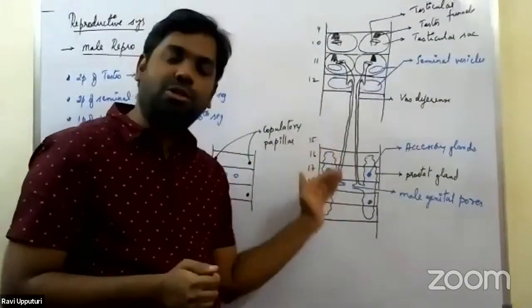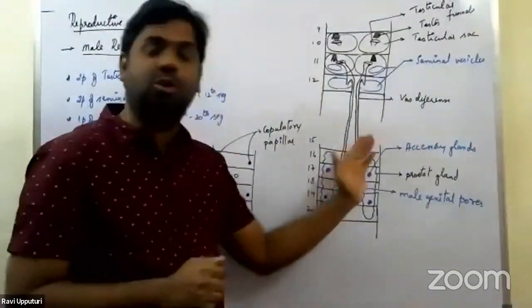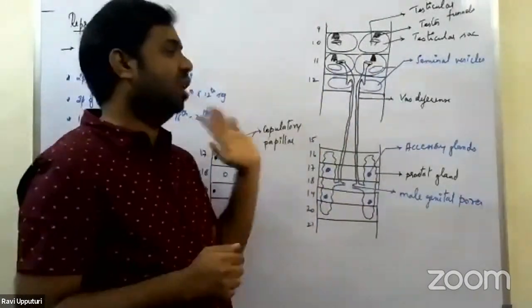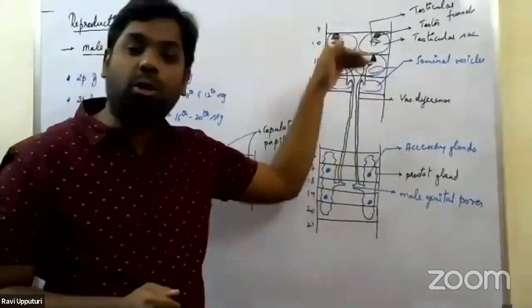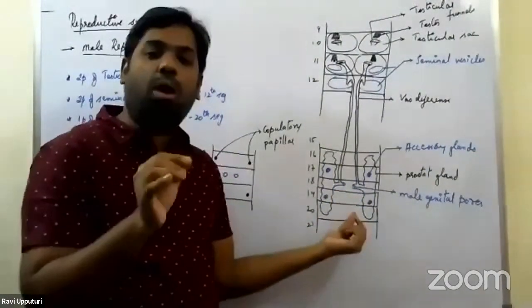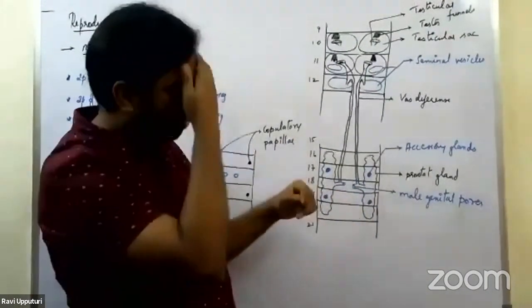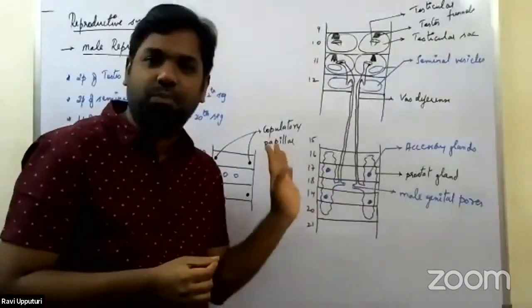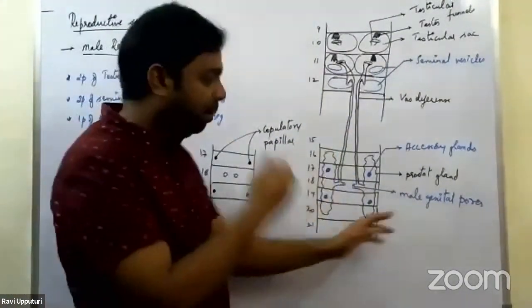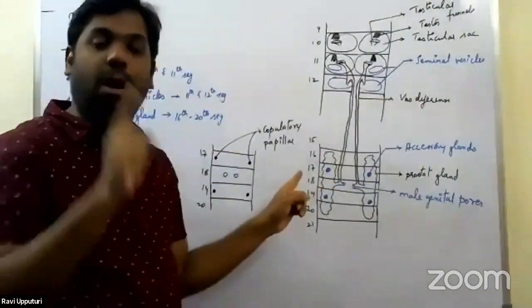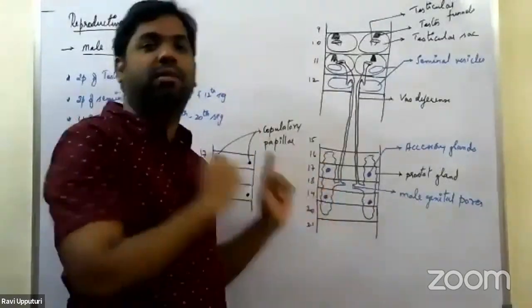Before the prostate duct opens to the outside through the male genital pore, the vas deferens comes in and joins this prostate duct, forming a common duct. A common duct for what? For the sperms as well as the prostate secretions. Together, they open up into the male genital pore, a pair of which is located in segment number 18.